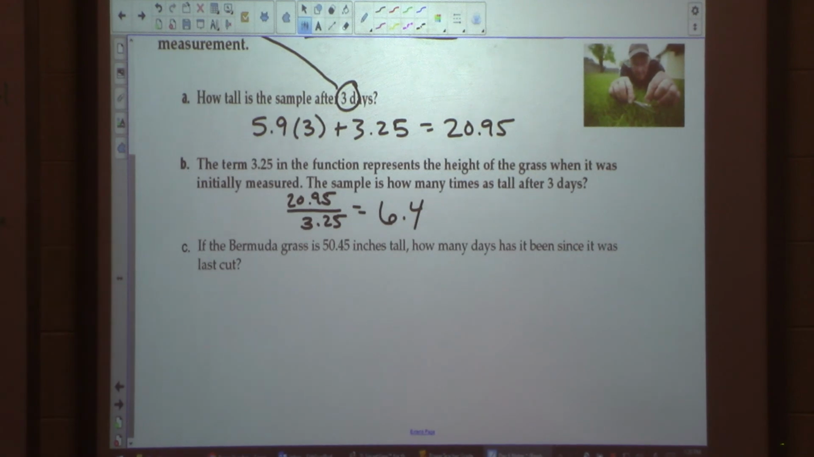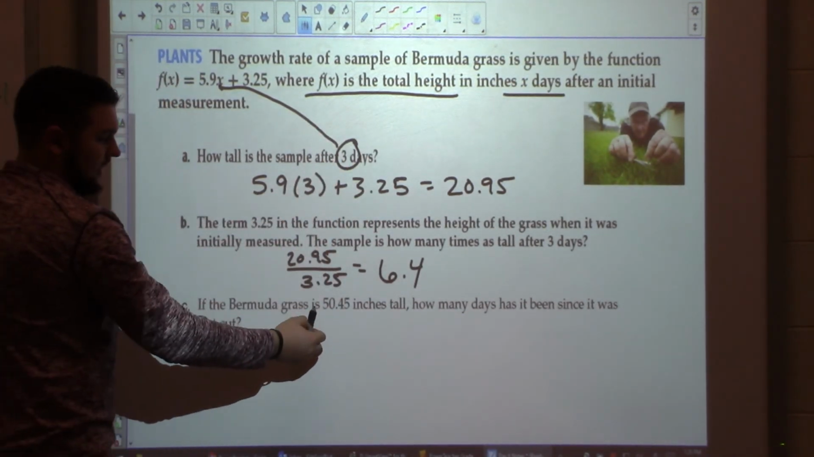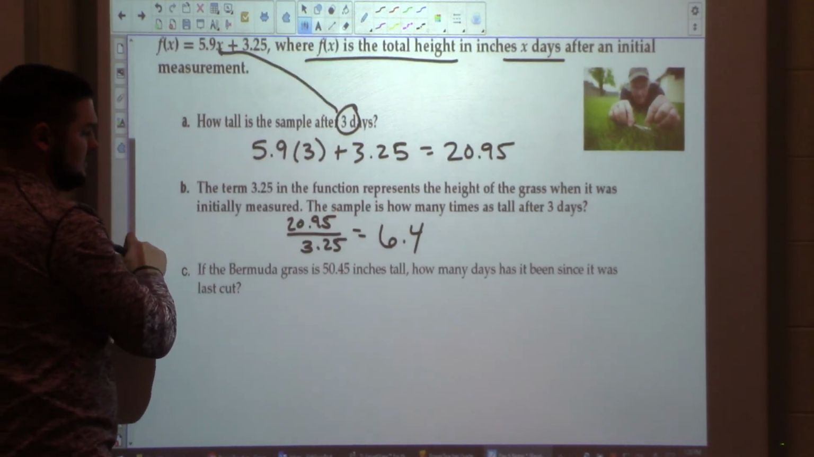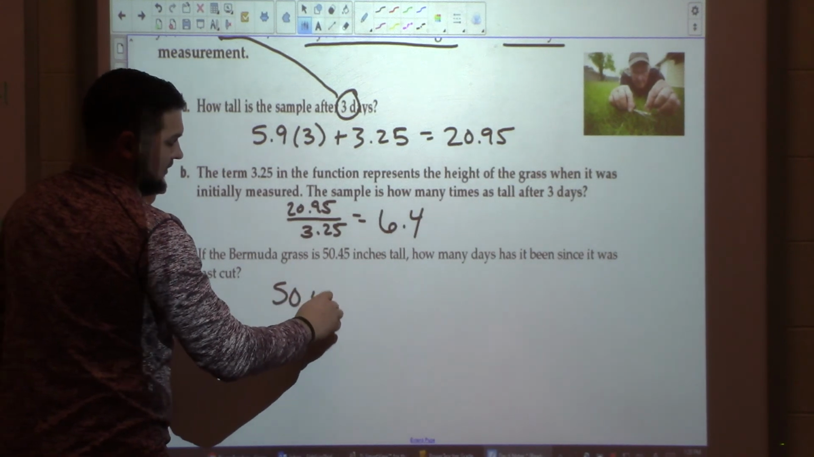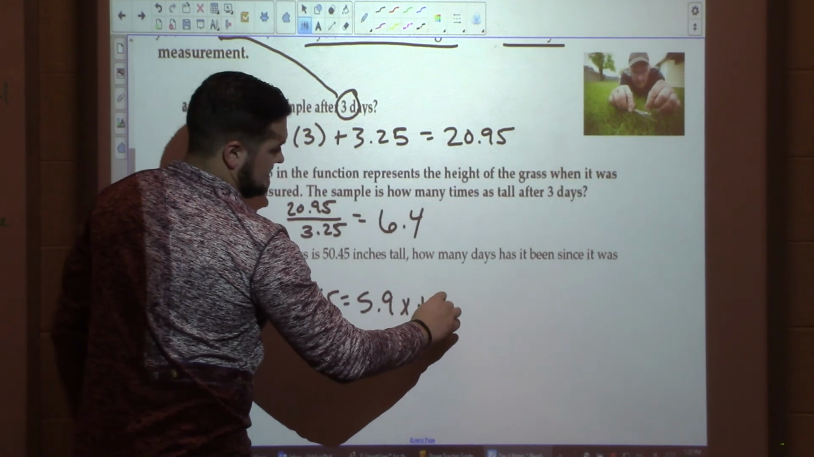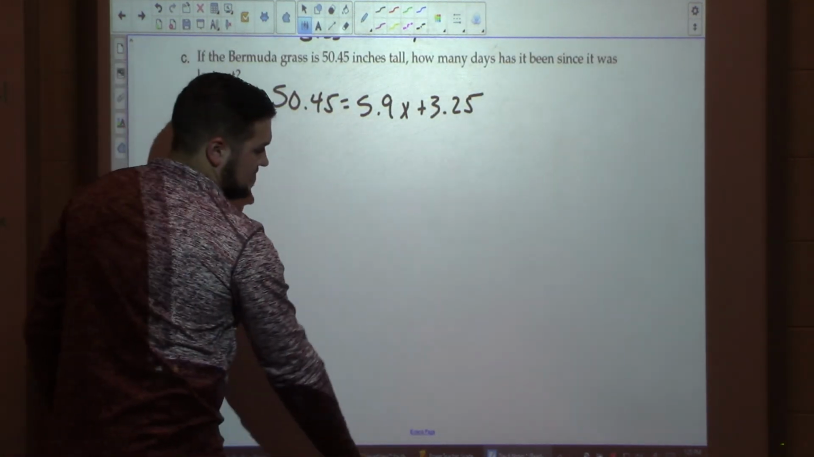Part C, if the Bermuda grass is 50.45 inches tall, how many days has it been growing? And what are you going to do? You're going to set 50.45 equal to... f of x is the total height. So if I know the height is 50.45, I'm going to set it equal to my equation. 50.45 equals 5.9x plus 3.25. And then just solve that out.